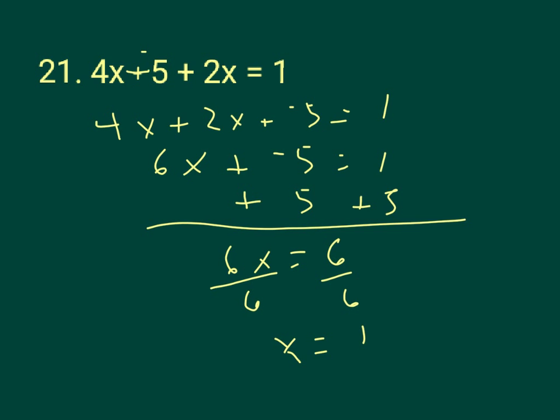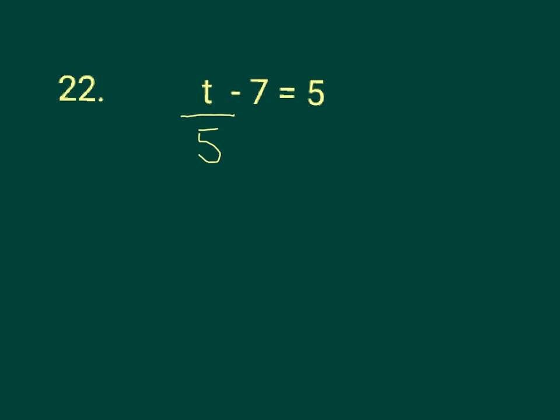So let's go back up and try 1. 4 times 1 is 4. 4 plus negative 5 is negative 1. 2 times 1 is 2, and negative 1 plus 2 is 1. So x equals 1 is a good answer.